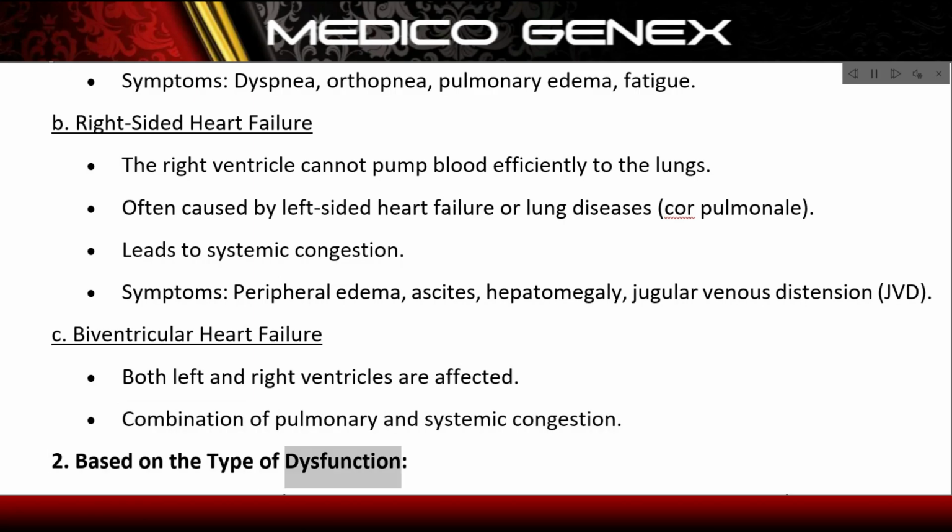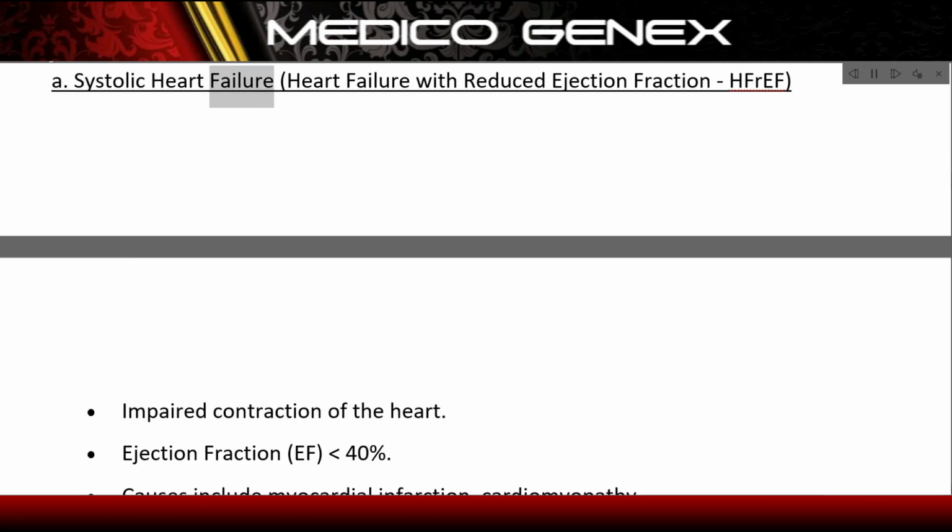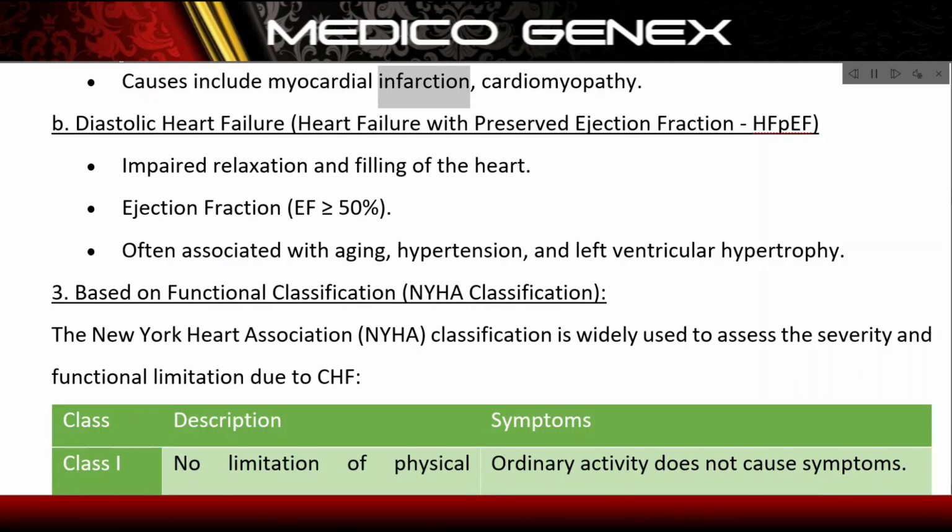2. Based on the type of dysfunction. A. Systolic heart failure with reduced ejection fraction, HFrEF. Impaired contraction of the heart. Ejection fraction, EF, less than 40%. Causes include myocardial infarction, cardiomyopathy. B. Diastolic heart failure with preserved ejection fraction, HFpEF. Impaired relaxation and filling of the heart. Ejection fraction, EF, greater than or equal to 50%. Often associated with aging, hypertension, and left ventricular hypertrophy.